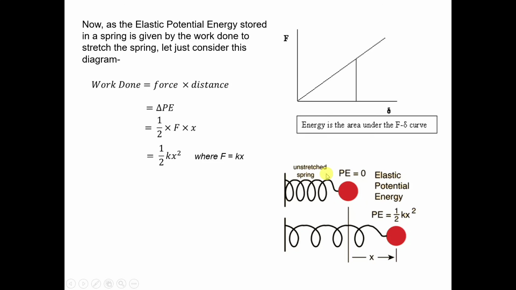For an unstretched spring, potential energy always remains zero, and if you apply some external force on that spring, and due to the application of that external force, let the spring deform by a distance of x, in that case the potential energy P is equal to half K x square, where K represents the spring stiffness.